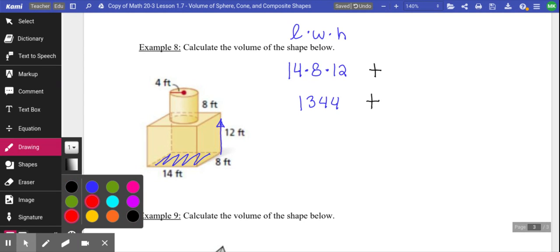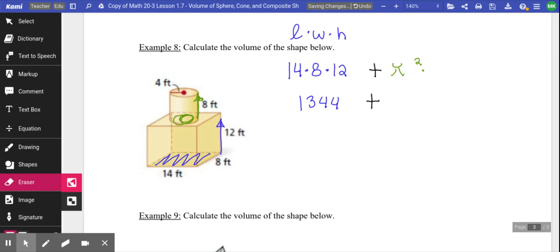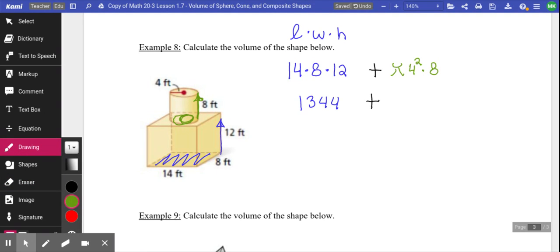Then I'm going to add my volume of a cylinder, which I'll do in green. For my cylinder, I do the area of the circle, which we knew was pi r squared, and then times the height of that cylinder so that I'm filling that entire space up. So times 8, or times height.